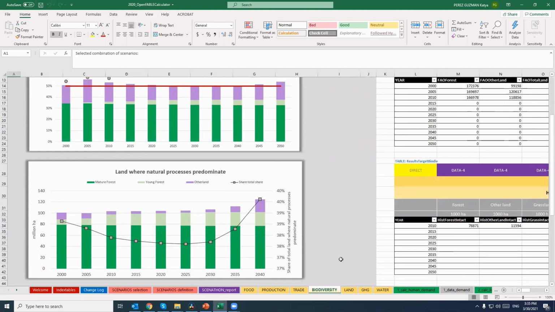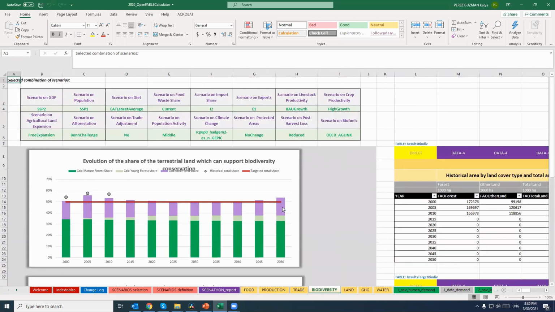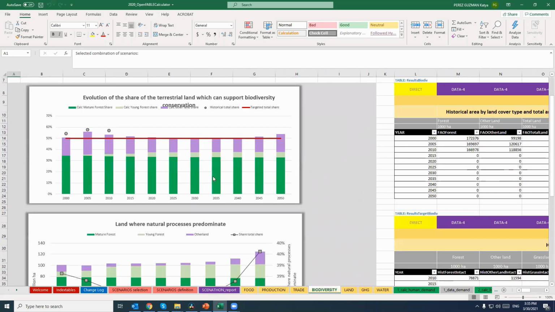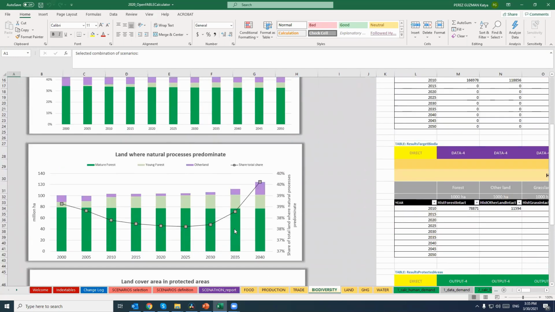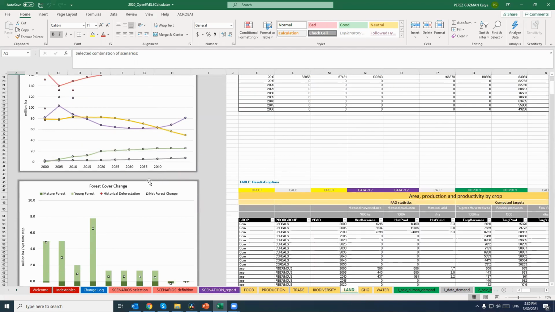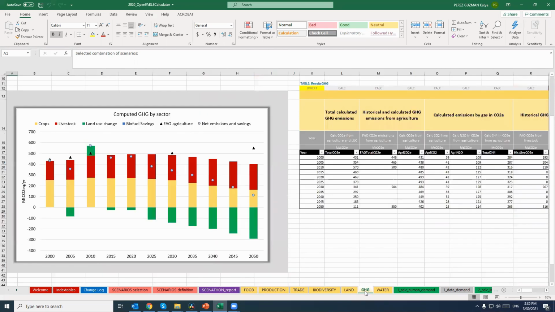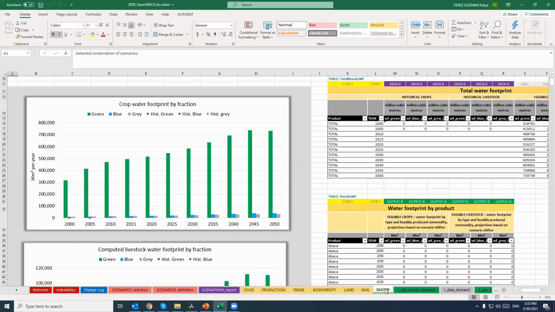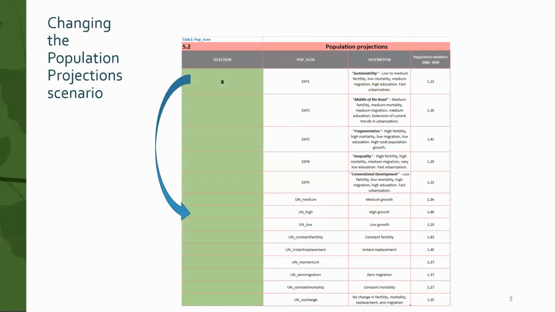Biodiversity is shown in the Biodiversity Worksheet, measured in various land-based indicators. Area by land cover is shown in the Land Worksheet, with various graphs highlighting different changes in land. Computed greenhouse gas emissions by sector is shown in the Greenhouse Gas Worksheet, and water footprint is shown in the Water Worksheet. There are many changes throughout the model that are triggered when one selects a different scenario.